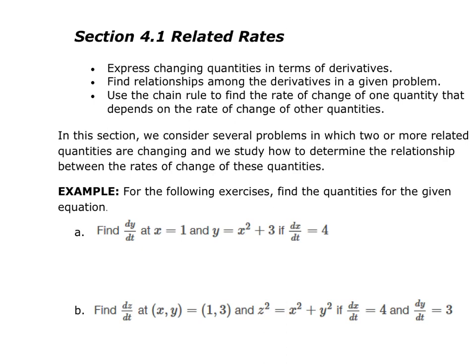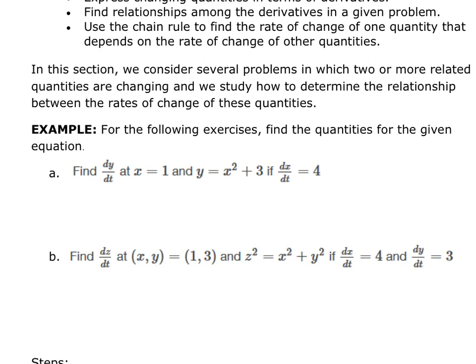So first we're just going to start out with finding some implicit derivatives. So I want to find dy/dt at x equals 1, and y equals x squared plus 3, and dx/dt is equal to 4. So all of these are going to be with respect to time. So when I do my derivatives, all the regular derivative rules apply like before, but instead of with respect to x, it's going to be with respect to time.